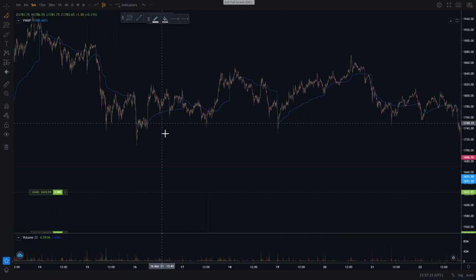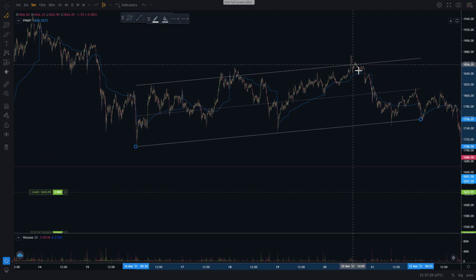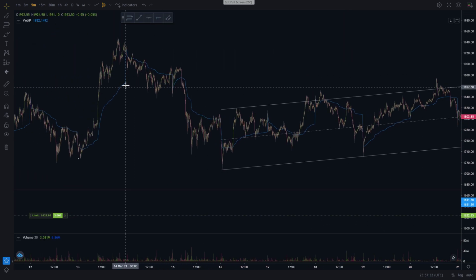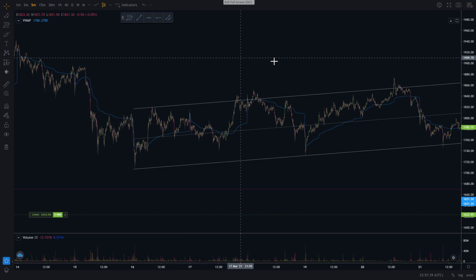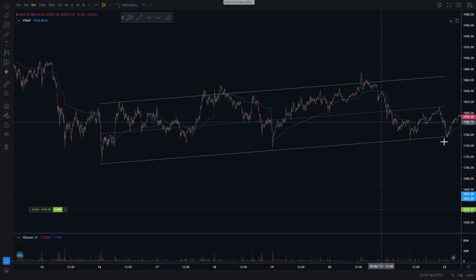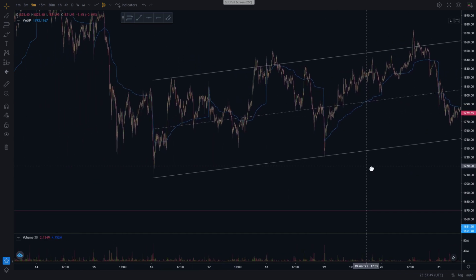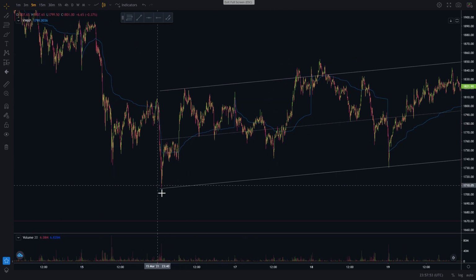We can have a look if we had a small channel over here. Okay, so we end the channel there. I think we had another channel here. You know, you can have many channels. You just don't want to over channel yourself. You just want to make them on higher time frames and see the most respected channels. So we ended our big channel with a drop, but as we can see now we have the major lows.